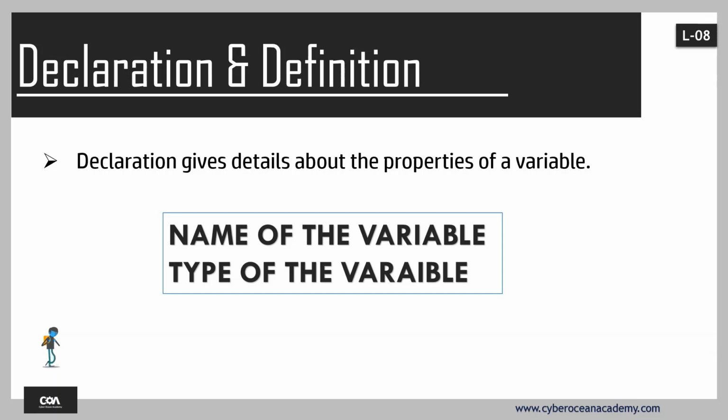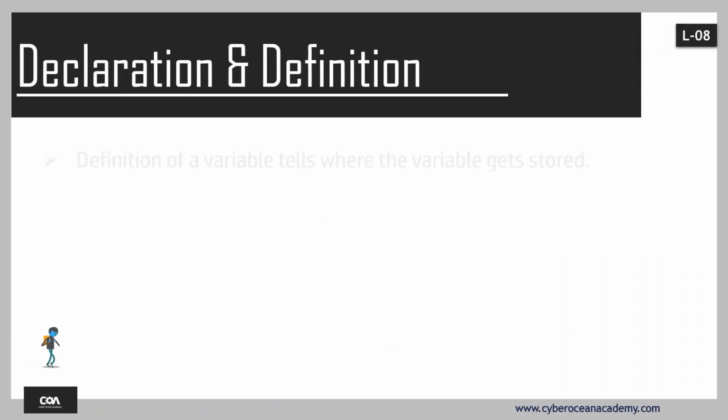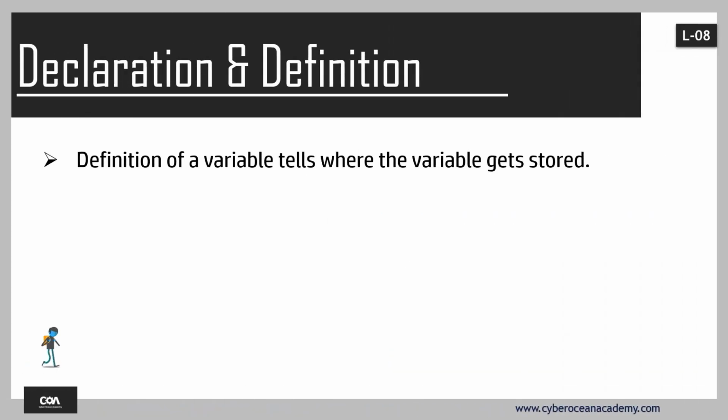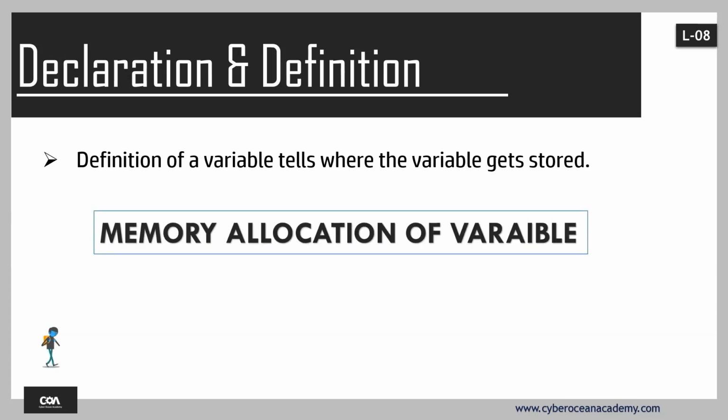A numeric variable stores numeric data like 4, 4.5, minus 3. So these are numeric data. And a character variable stores character data like A, B, C. So these are characters. Also, when you write a character in C programming, you have to put single quotes. Inside those single quotes, you can write any character. So that is character data. And now, what is the meaning of definition of a variable? A definition of a variable basically tells where the variable gets stored, and it gives the memory allocation of a variable.